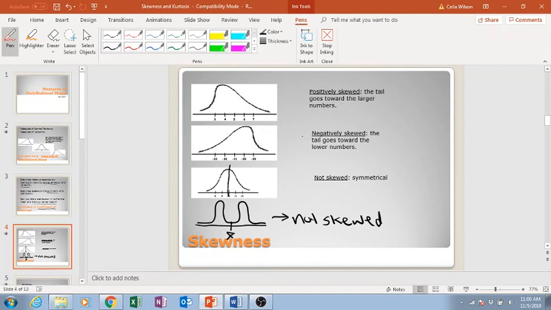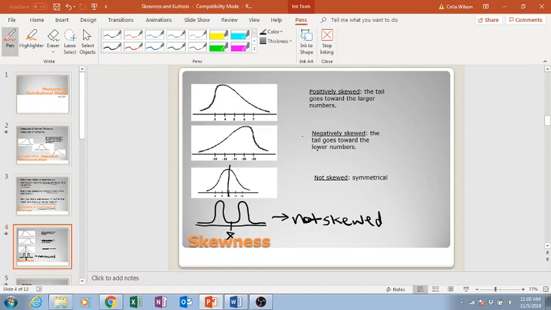Lovely handwriting. This one is not skewed. Okay, so just because it's a non-skewed distribution doesn't mean it's going to be this nice bell shape. Not always the case. Yeah, sometimes the case, sure, but not always. It could be more of a situation like this.